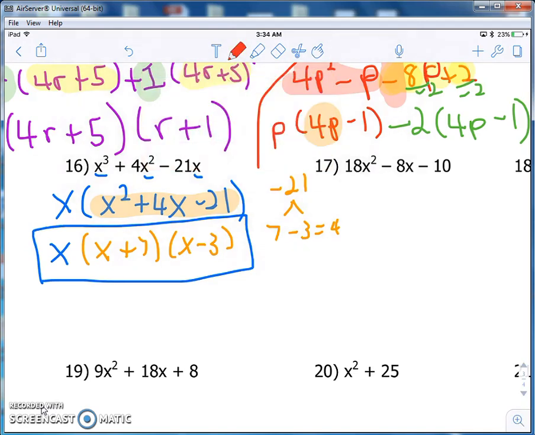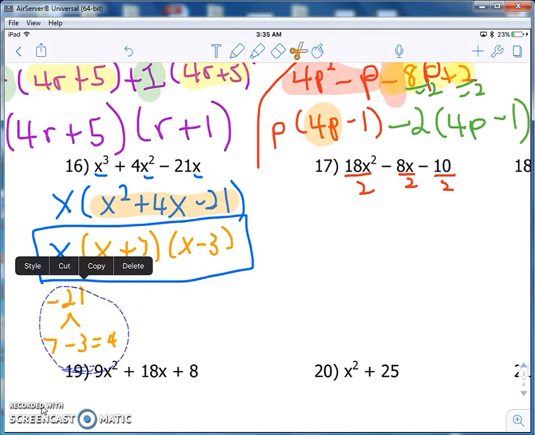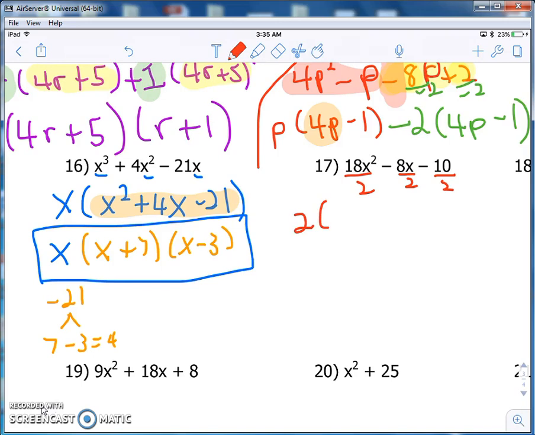Alright, similarly, looking at 17, we notice everything is divisible by 2. So you could do the master product, get 180 and find the factors of 180. But if you factor out a 2, now the 2 doesn't go away. It comes out in the front. The 2, and then 18 divided by 2 is 9x squared minus 4x minus 5. Now it's not much prettier, but it's a little bit better.